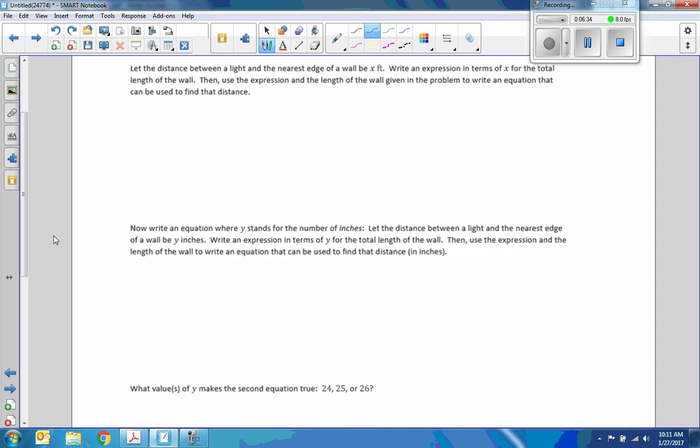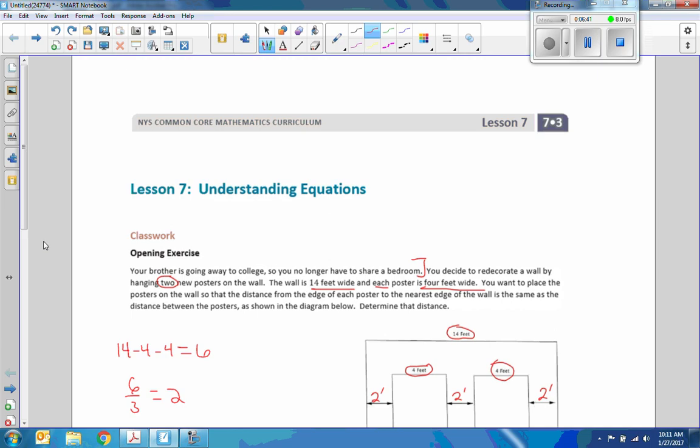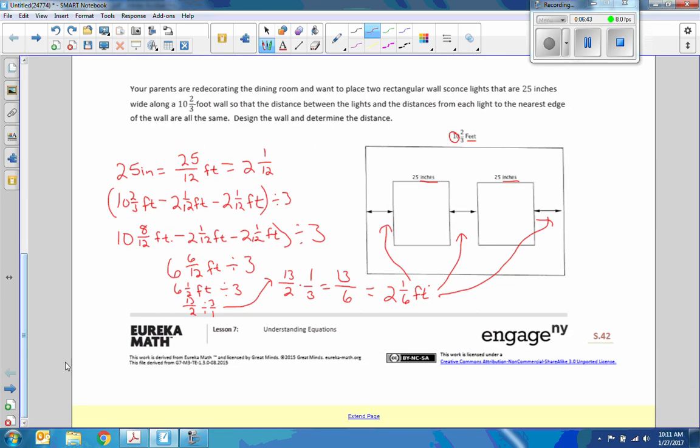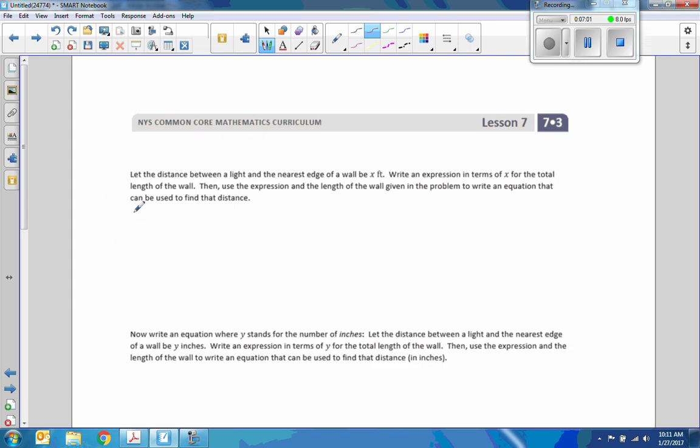Use the expression and the length of the wall given in the problem for an equation that can be used to find the distance. So we're talking about this last problem, and we're going to do it again, this one here. And our total is 10 2/3 feet. We have 3 spaces that we don't know, and we have 2 1/12 feet posters. Okay, so we're using the same problem. So I'm going to let the distance between the sconce, the light, and the nearest edge of the wall be x feet. So there were 3 areas that were called x.